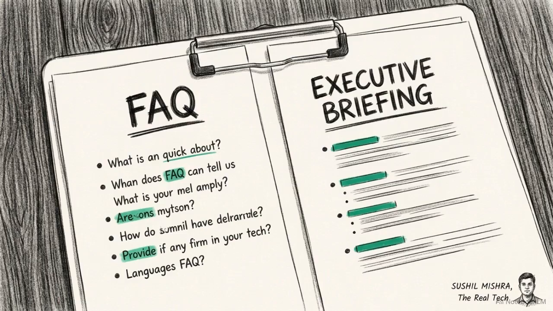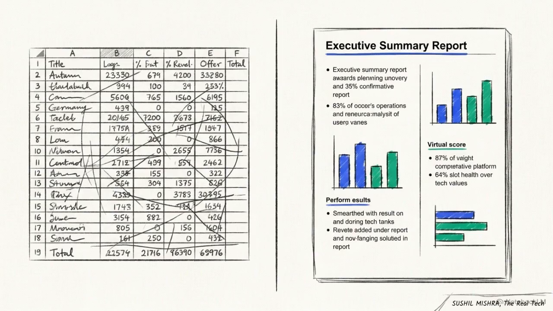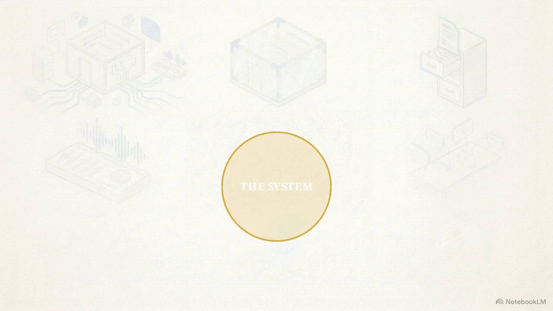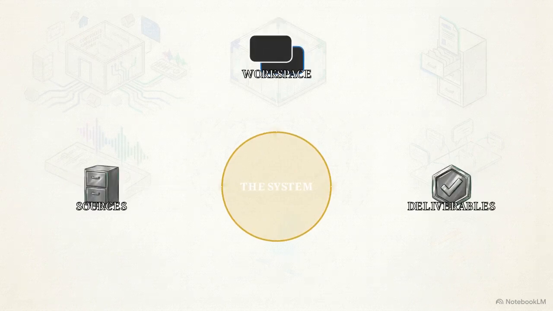The Studio can also automatically generate FAQ sheets and executive briefing documents from your saved notes with a single click. This process takes complex market data and organizes it into concise summaries that help establish client confidence and prove your expertise. You now have a complete system: clean source materials, a focused workspace, and pressure-tested deliverables.